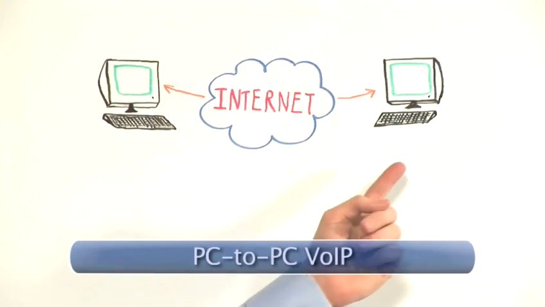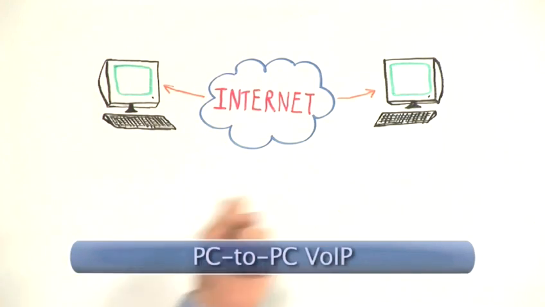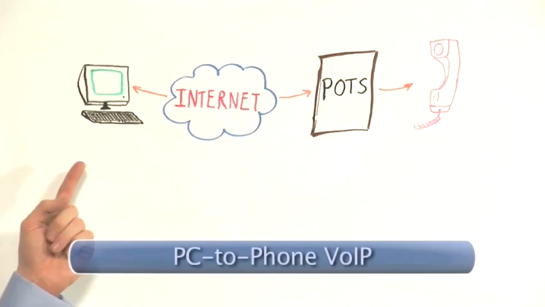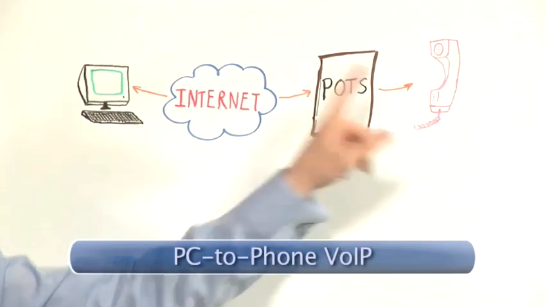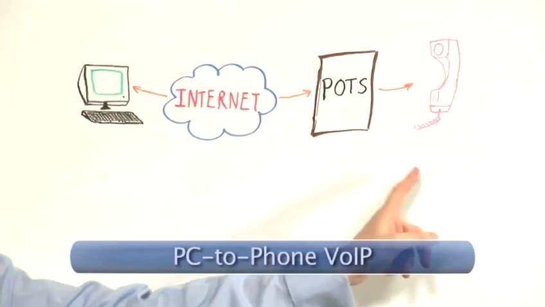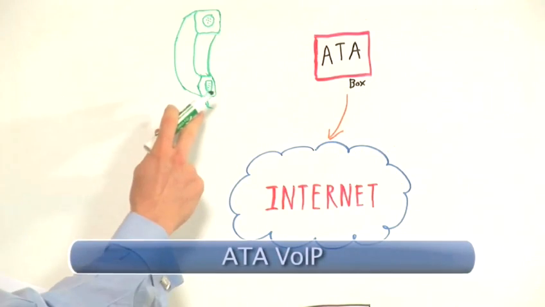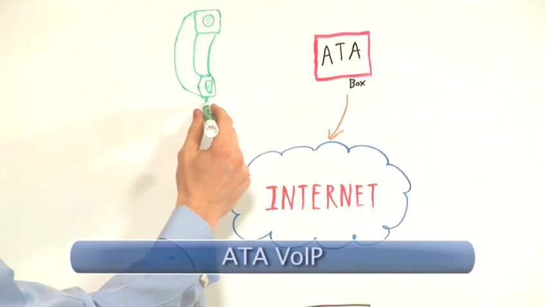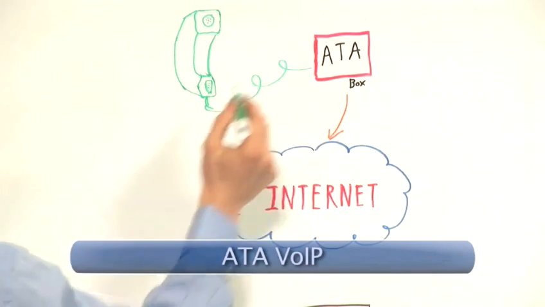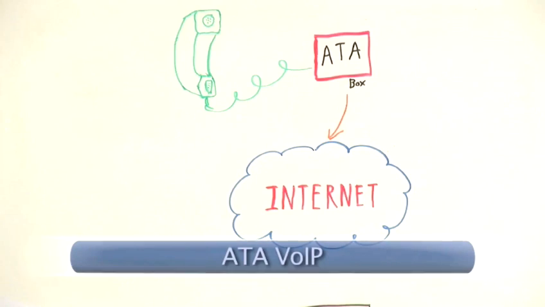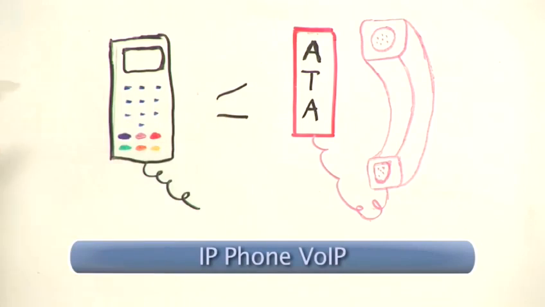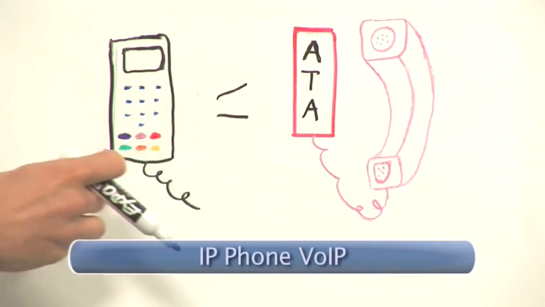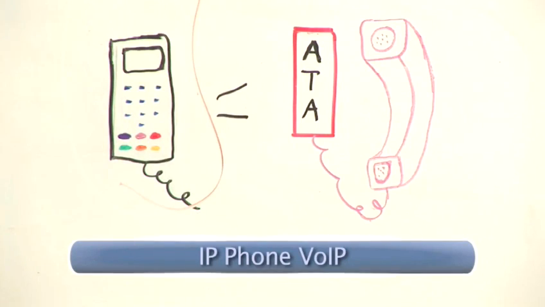There are basically 5 kinds of VoIP. You can call computer to computer, that's called PC to PC VoIP. You can use a computer to the internet, to the plain old telephone service, to a person's phone, that's what's called PC to phone VoIP. You can use a regular phone to make calls by plugging in your normal phone into a small box called an ATA device. We'll call that ATA VoIP. You can get a phone that's kind of an ATA and phone all in one, then plug it into the internet anywhere in the world.